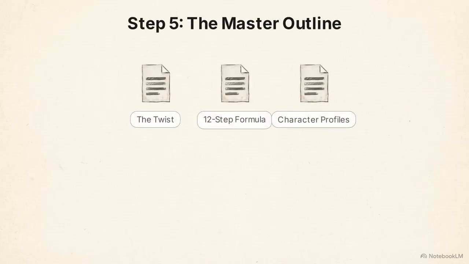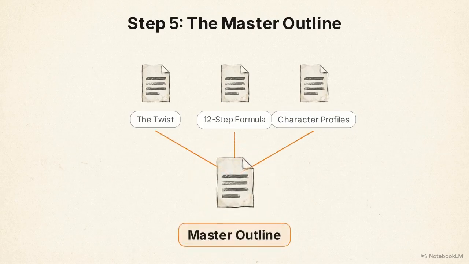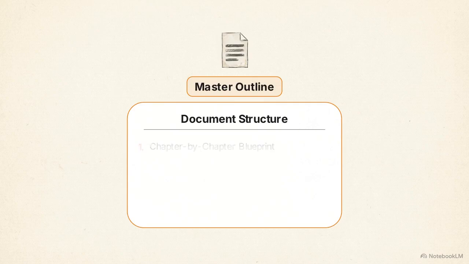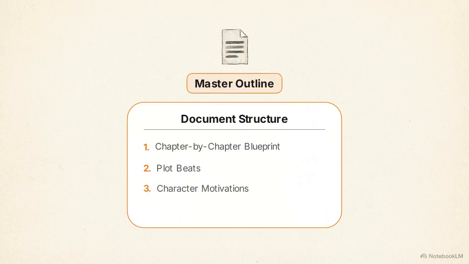Now for step 5, the master outline. We command Claude to synthesize our uploaded references, the twist, formula, and characters, into a single chapter-by-chapter blueprint. This comprehensive outline contains every plot beat and character motivation required to carry the narrative to the final resolution.